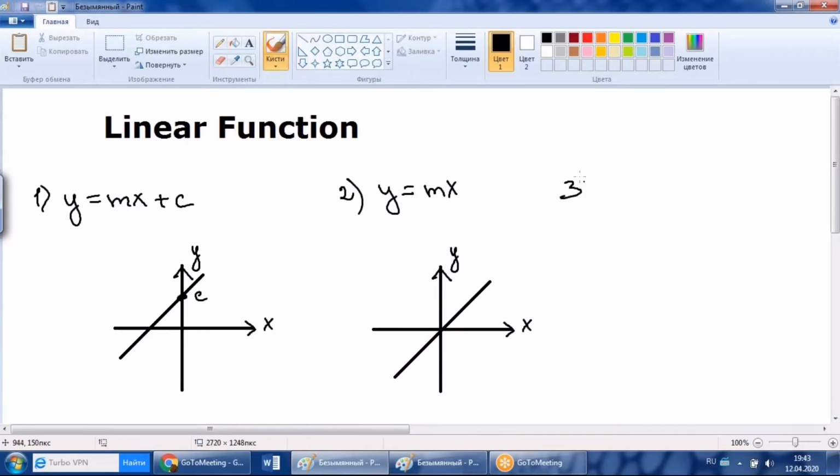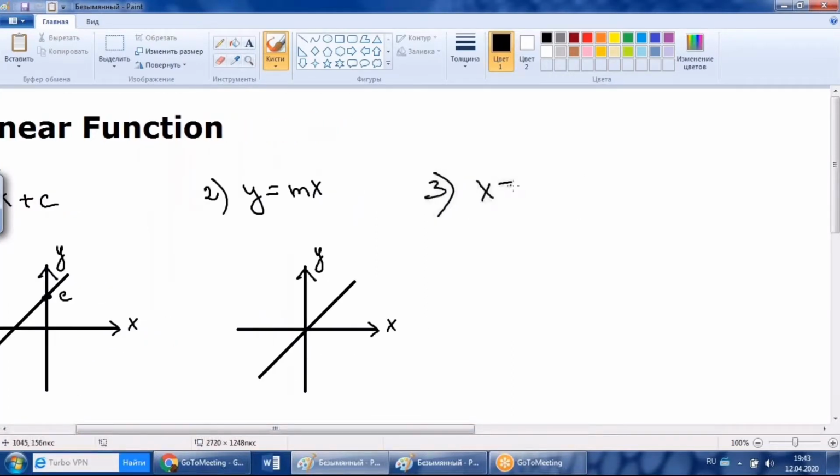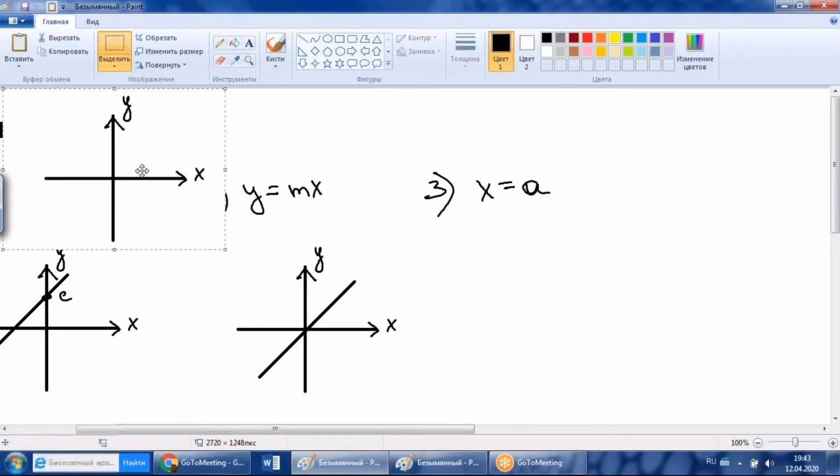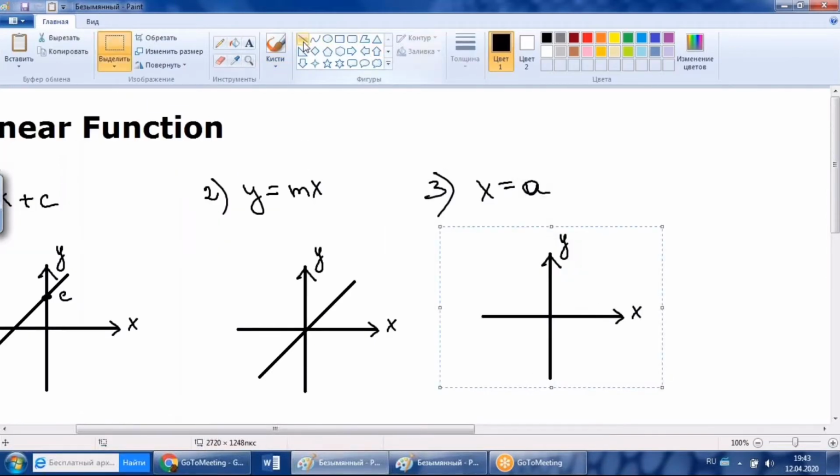Third form, this is x equals a. This is a vertical line which is perpendicular to the x-axis and parallel to the y-axis. And this point, this is point A.